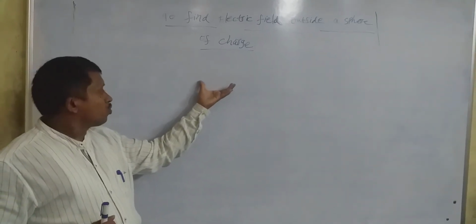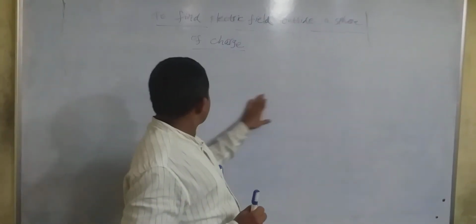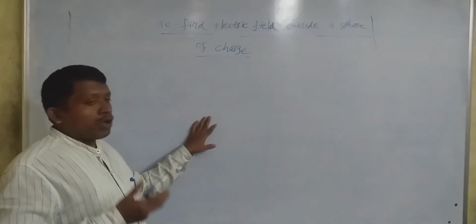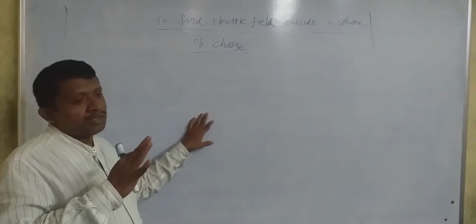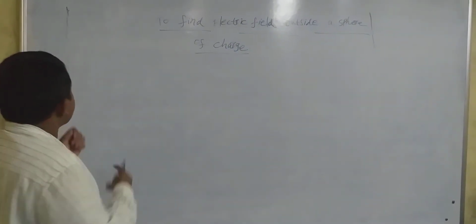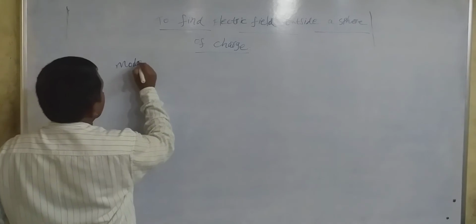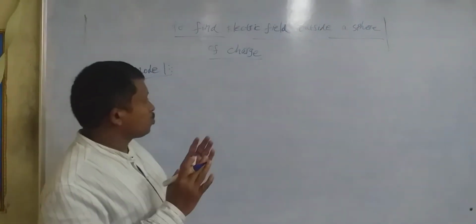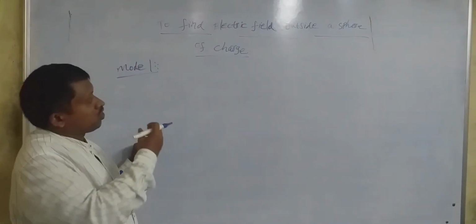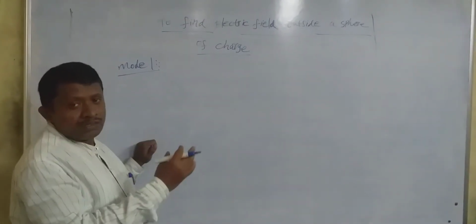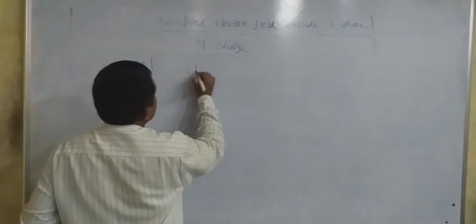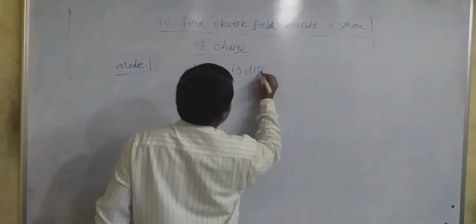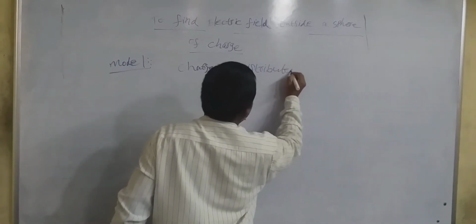So we have to remember all the points which we have discussed earlier, that means how to solve the problem. I am going to explain step by step. First, model. We have to choose the symmetry model, that means we have to choose the element. The charge is distributed uniformly.